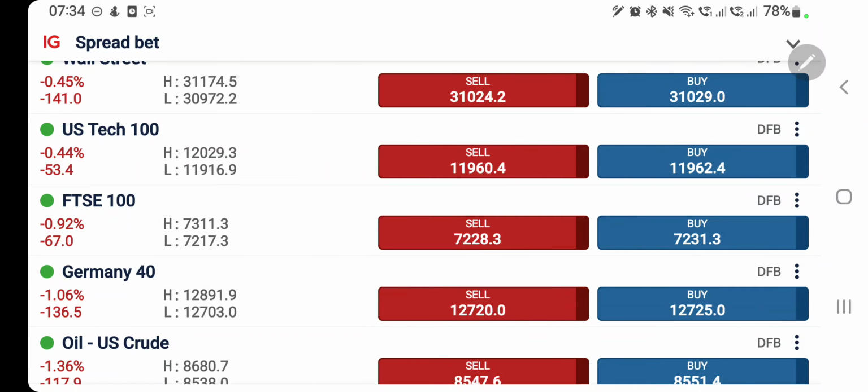Now what is going to happen today, which position you should take in order to make profit, we will see with the help of candlestick charts and indicators.